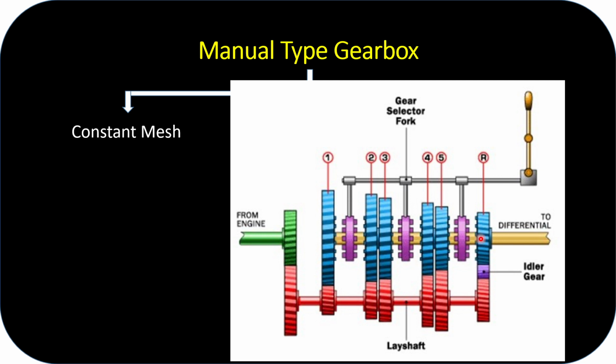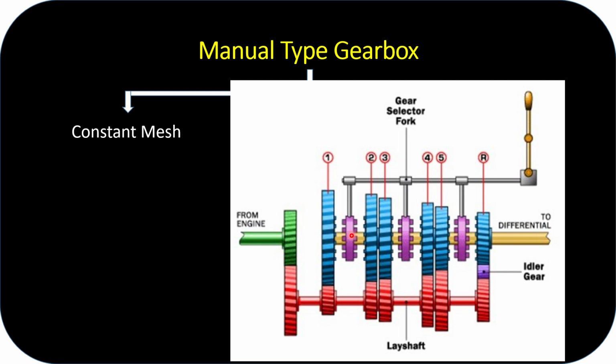So in the constant mesh type, the gears mounted on the output shaft are free to rotate without rotating the shaft. These blue gears are free to rotate along the gears without rotating the shaft, and the part which is directly connected to the shaft is the dog clutch. 1, 2, 3 are the dog clutches which can be operated with the operator's lever arrangement. And this is the gear shifting fork, three gear shifting forks, which are connected to the dog clutch and to the gear shifting lever.